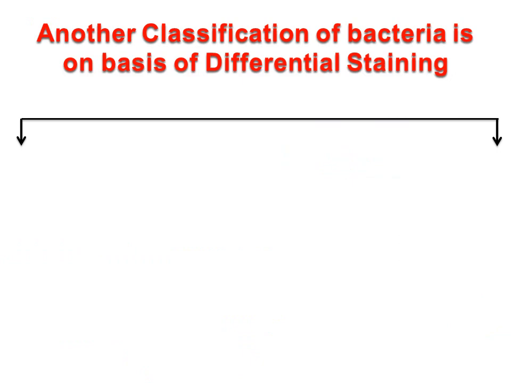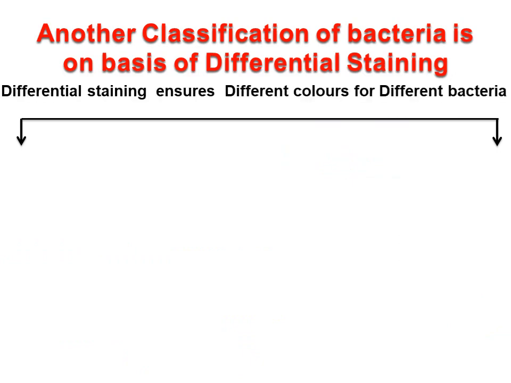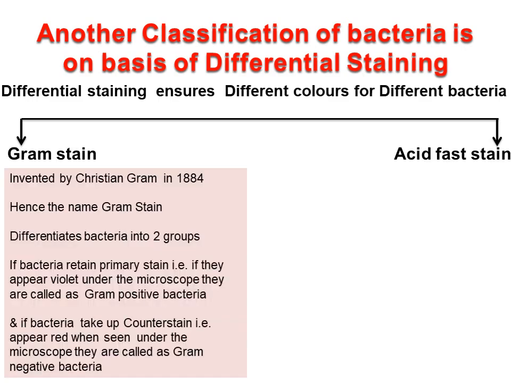Classification of bacteria is on the basis of differential staining. Differential staining ensures different colors for different bacteria. Two most widely used differential stains are Gram stain and acid-fast stain. Gram stain invented by Christian Gram in 1884, hence the name Gram stain. This staining differentiates bacteria into two groups.